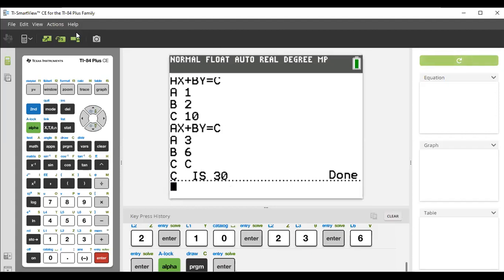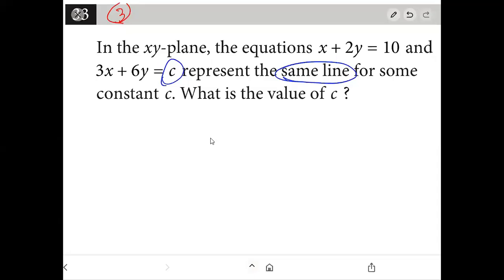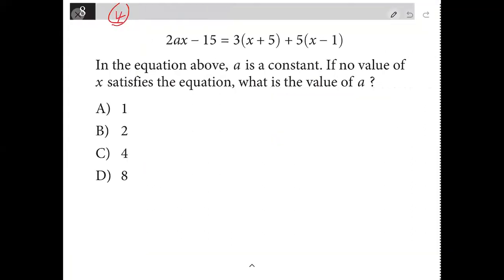That's our answer. So when we go back over here, it tells us this is a grid-in question. We would go C equals 30. Bam. We're done. Okay? So now, let's keep going. Got a couple more questions. Now this one looks a little messy, but it's still one of the same kind of questions.